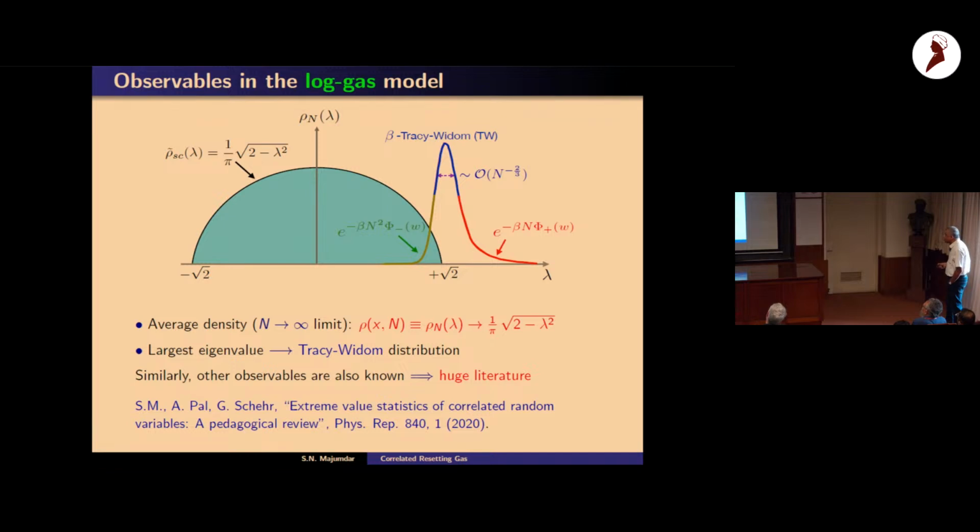I'll not go into the details, but with Arnaud, Paul, and Gregory, both of whom are here in the audience, we wrote a recent review on the extreme value statistics of correlated random variables. So if you are interested, you can have a look at that. Okay, so this is number one example. You see there's a lot of activity just for one pair, two-body interaction. It makes the problem extremely hard.